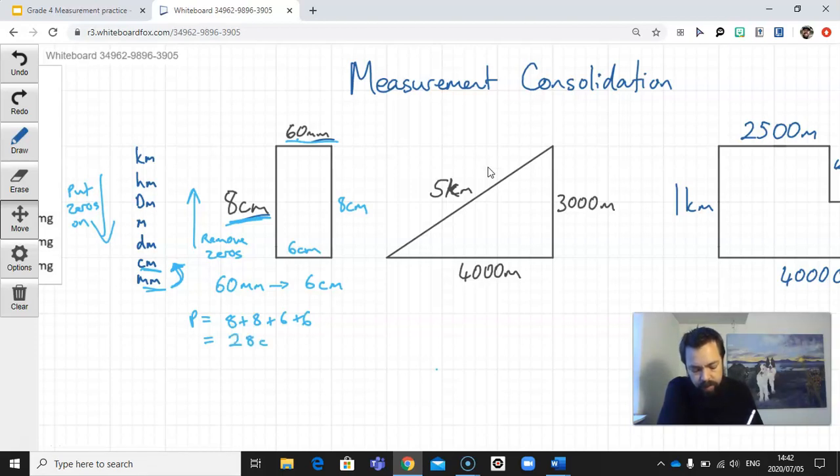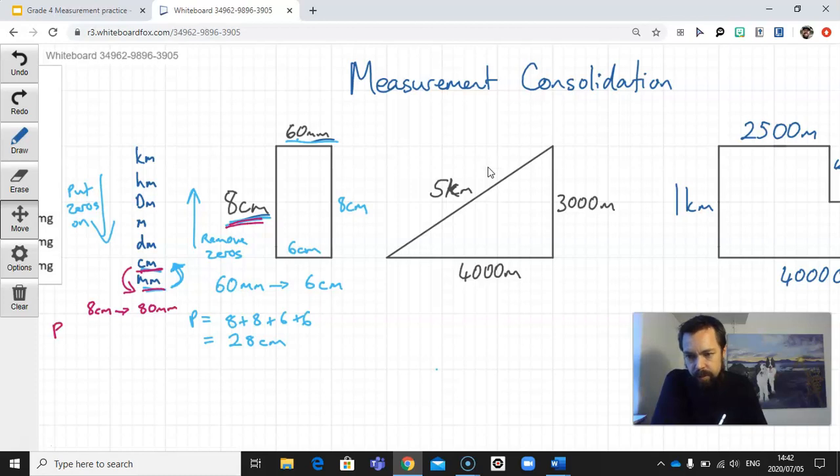And that is centimeters. If I would have preferred to work with millimeters, which is also as valid an answer, then I'd want to convert my 8 centimeters into millimeters. So I'd be going from centimeters to millimeters, which means I need to put a zero on. So 8 centimeters becomes 80 millimeters.